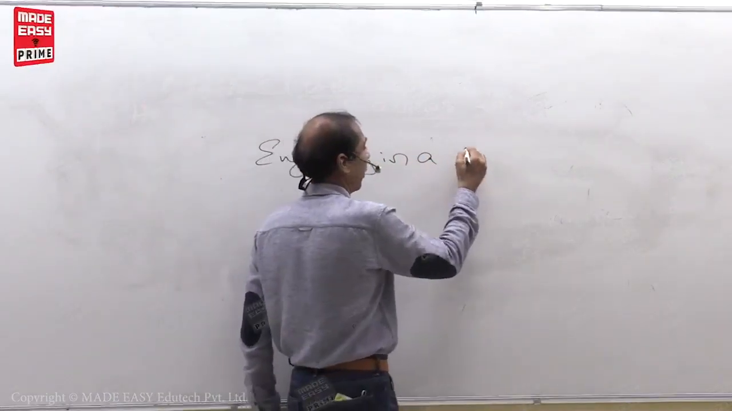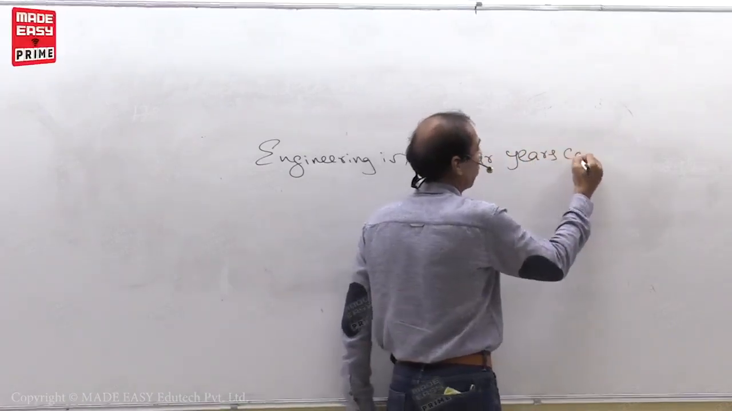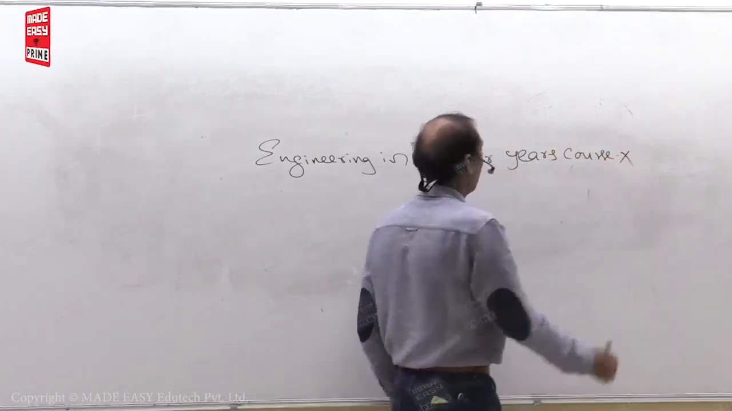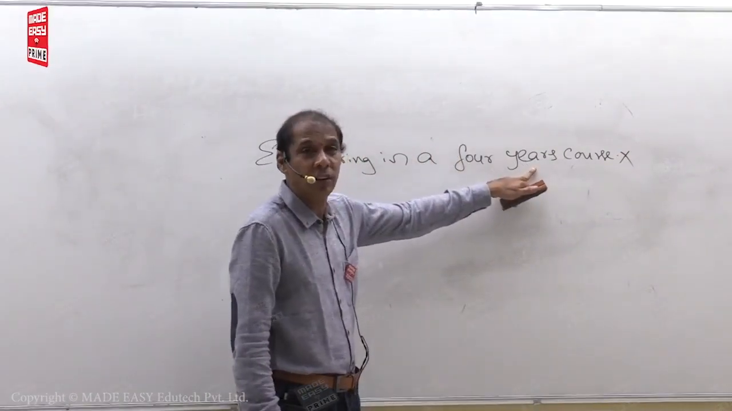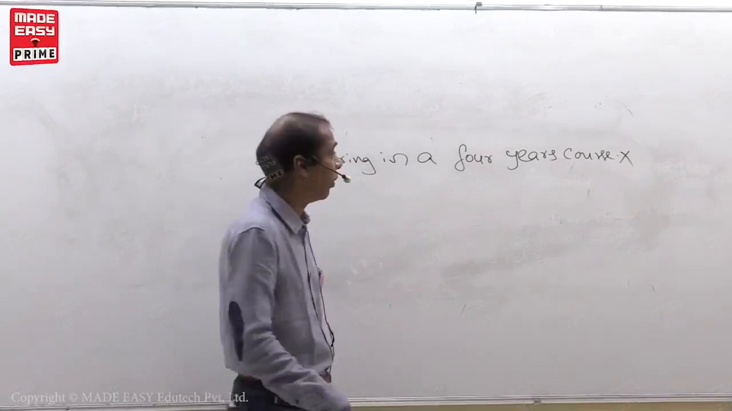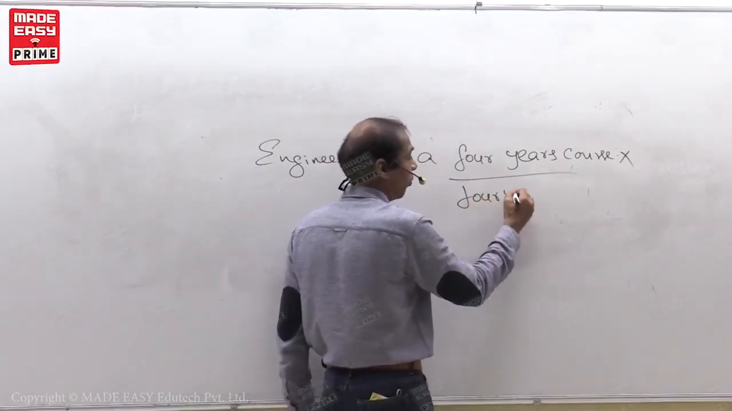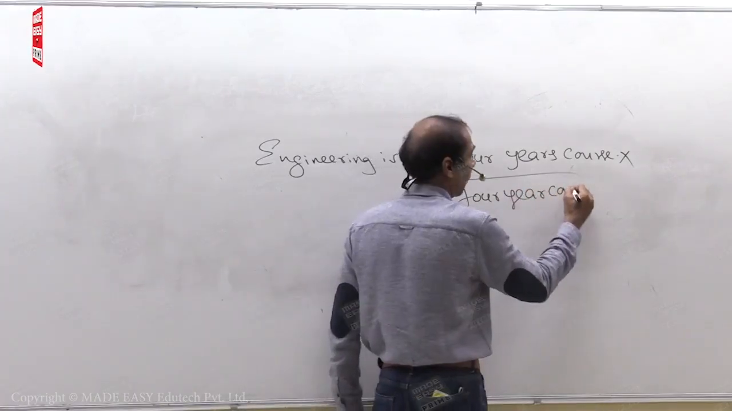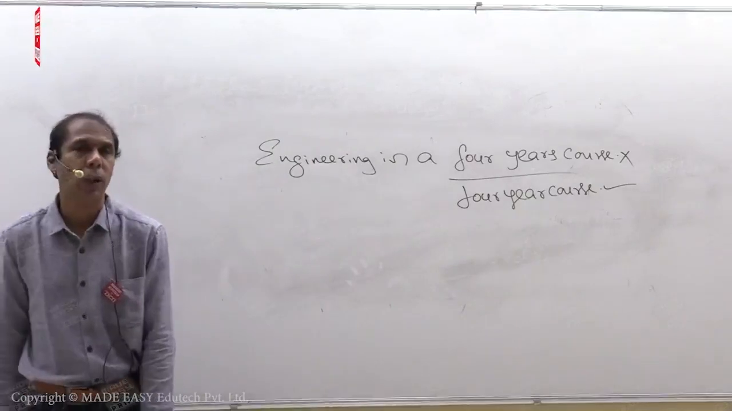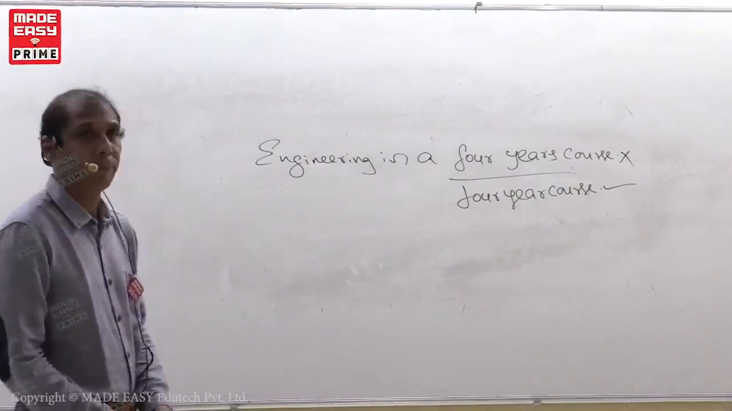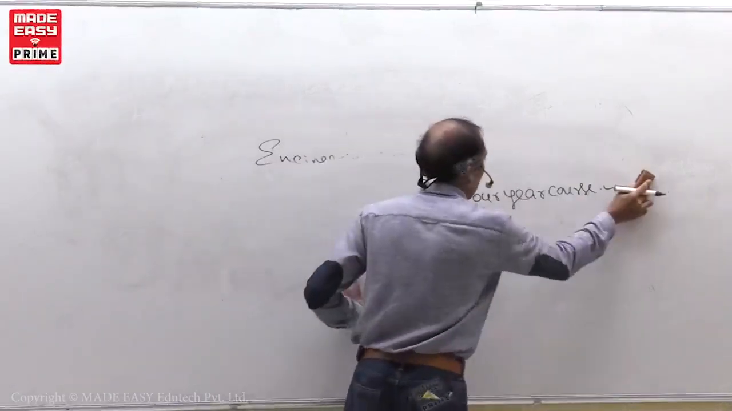See, engineering is a 4 years course. Wrong. Because in this case, this word is indicating duration. When this word is indicating duration, it does not take plural form. What you have to say? 4 year course. This is correct. 4 year course. Okay, my students.